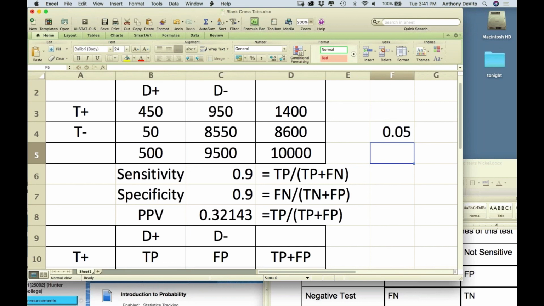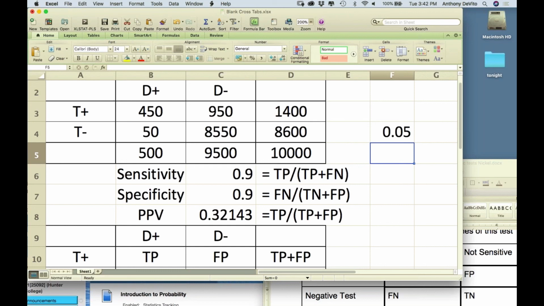What would happen to the positive predictive value if I applied this to a population that has a prevalence of 1%? Would the positive predictive value go up or down? Lower prevalence, what's going to happen to the positive predictive value? It's going to go down, right? Because in a smaller population, we're going to get more false positives. So a positive test won't be as predictive as it would be in a population with a larger prevalence. You guys comfortable with that?